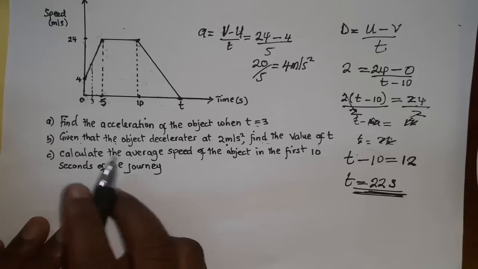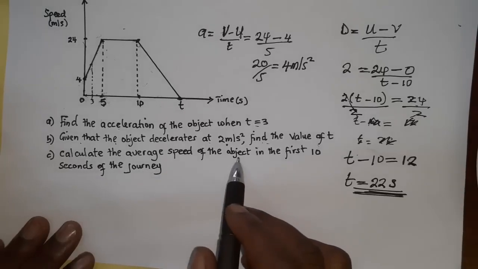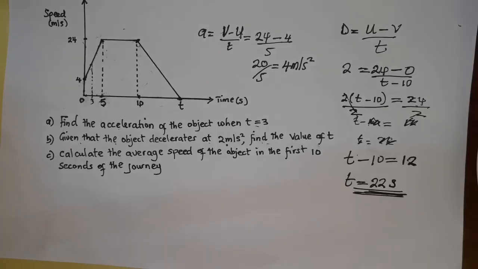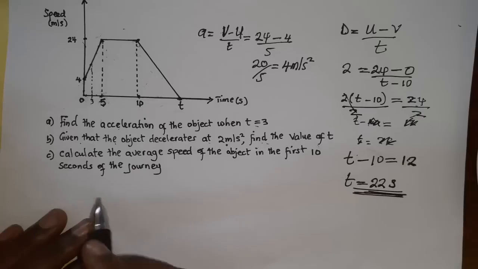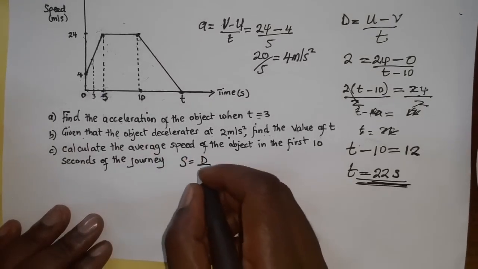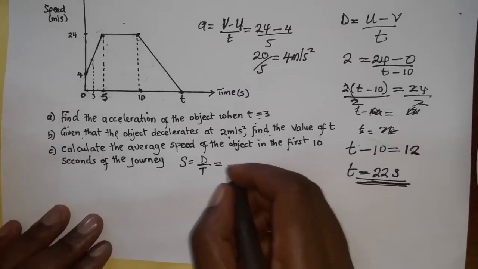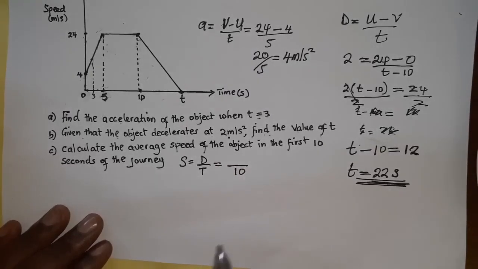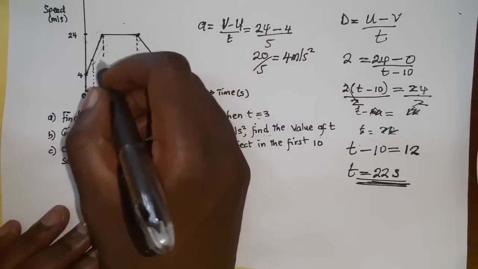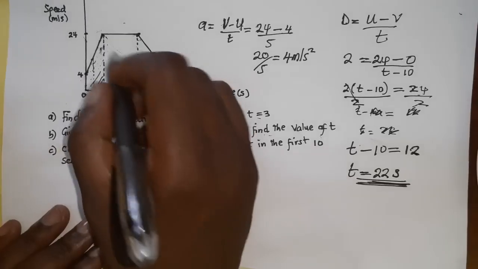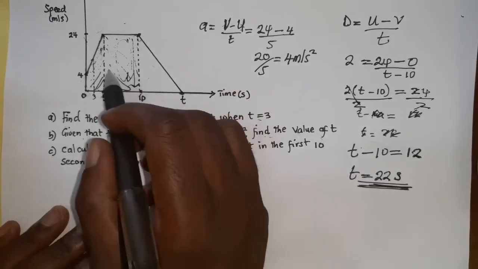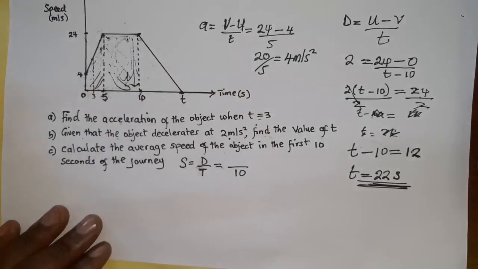Okay, then the last one: calculate the average speed of the object in the first 10 seconds of the journey. First of all, as you may know, speed is equal to distance over time. Time, we already know it's 10. But for the distance covered, we need to find the area of this part, as well as this one, the first 10 up to here. So how do we find this one?